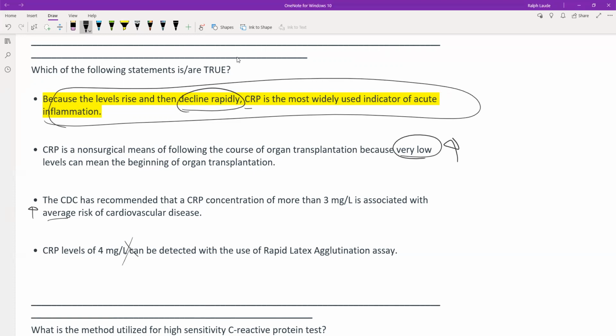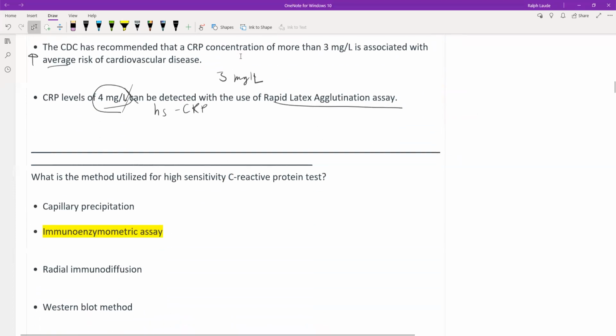Because ang sensitivity ng rapid latex agglutination assay that the CRP of the patient must be at least 5 milligrams per liter. So if it is 4 milligrams per liter, you cannot detect it with the use of rapid agglutination assay, but rather you have to make use of HS-CRP method or the HS-CRP test.